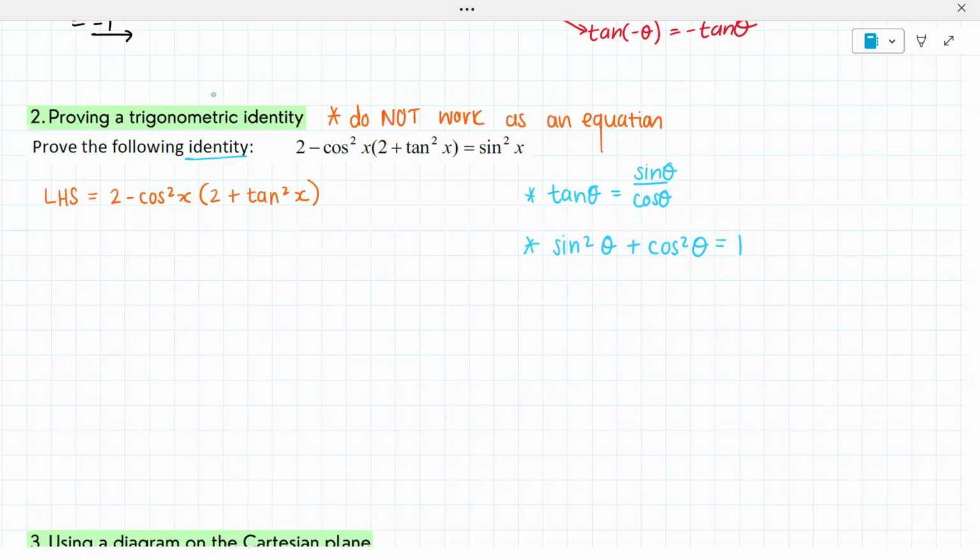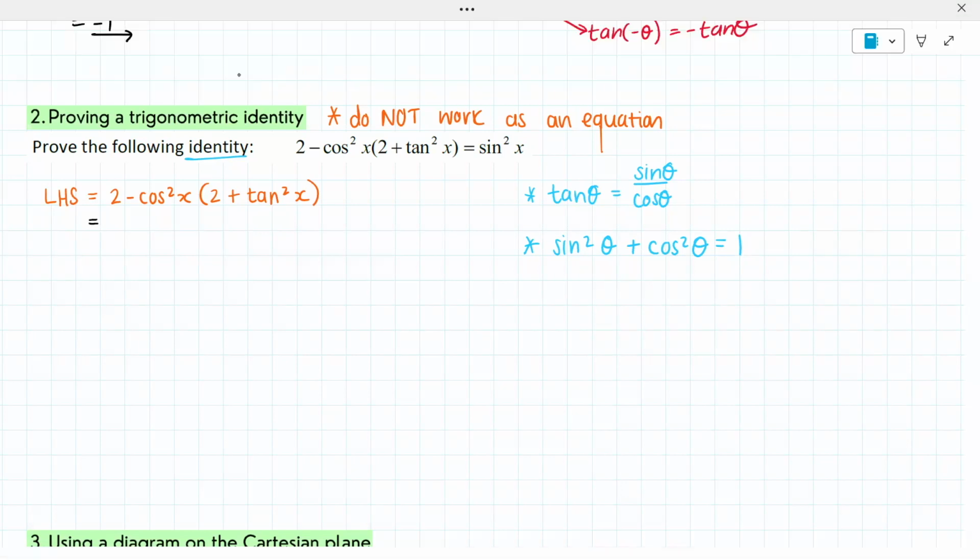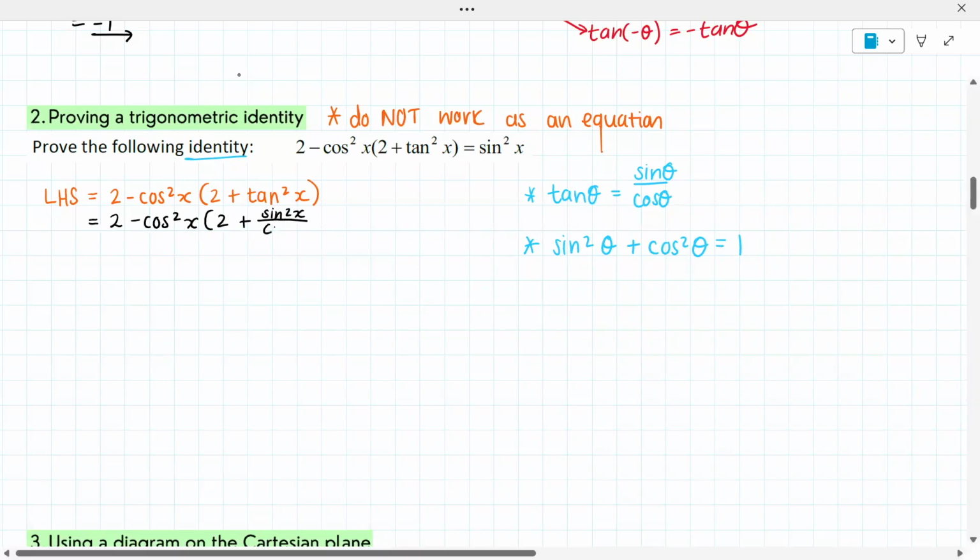First thing, when proving an identity, the second you see tan, you change it. Unfortunately, tan is a bit of a loner when it comes to the trig ratios. Sine and cos have that co-ratio relationship. We get rid of the tan if we can. So in my brackets, everything else is the same. This tan squared x is going to become sine squared x over cos squared x. So that's the first thing that I do. Sorry, the pen's gone weird. That's an x. Looks like a weird rabbit thing, but that's an x.